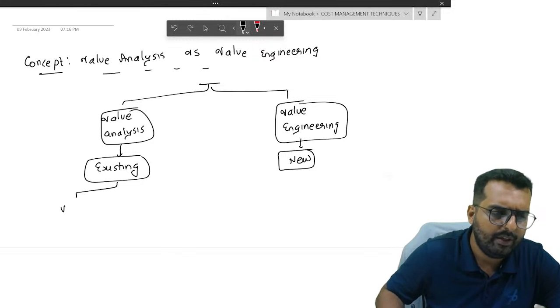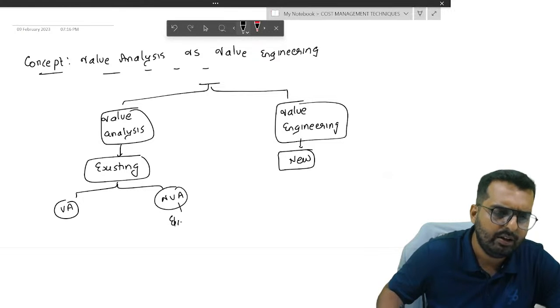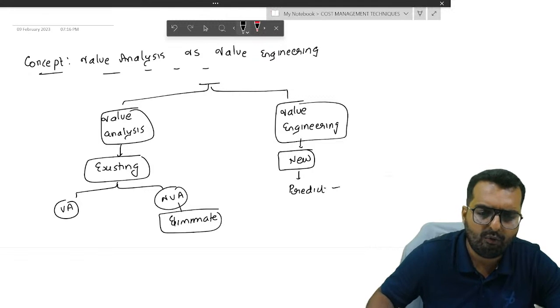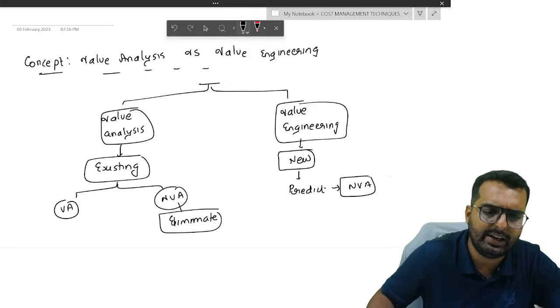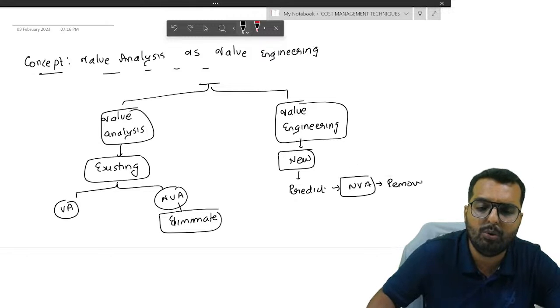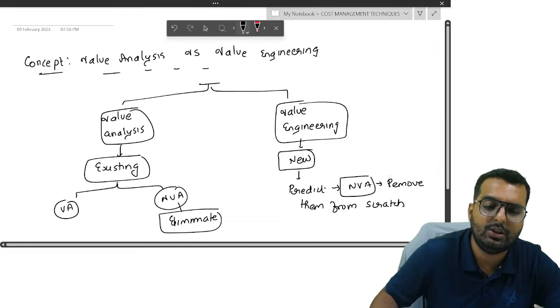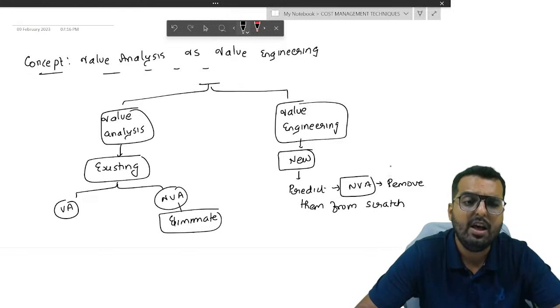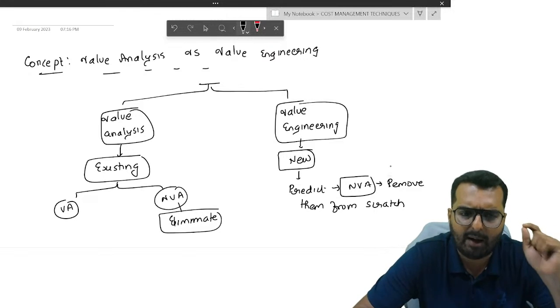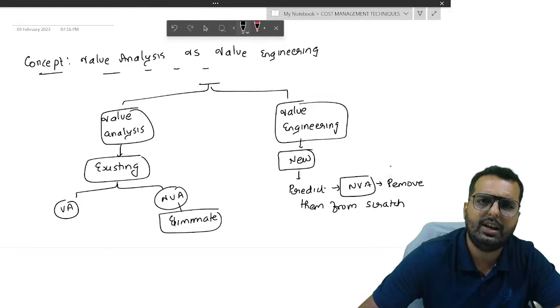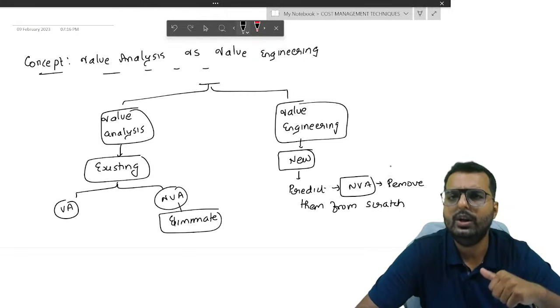So here what will we do? We will find out value added, non-value added, and then what will we do? We will eliminate all the non-value added activities, right? But in value engineering, we will predict what all can be the non-value added activities, and we will remove them from scratch itself, so that you never have any non-value added process, and you only have value added activity happening in your company. That is the only difference between the term value analysis and value engineering.